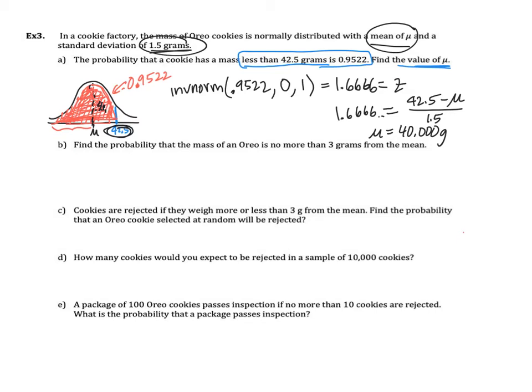Okay, for part B, it says find the probability that the mass of an Oreo is no more than 3 grams from the mean. So if I'm looking at this visually again, I have my average now is 40, and I want to find the probability that the mass, so probability is the area under the curve, of the Oreo is no more than 3 grams from the mean. So I need to go 3 grams to the right of the mean and 3 grams to the left of the mean. So I'm trying to find the area of the curve, and that should be equally distributed, but my bell curve there was not drawn very well.